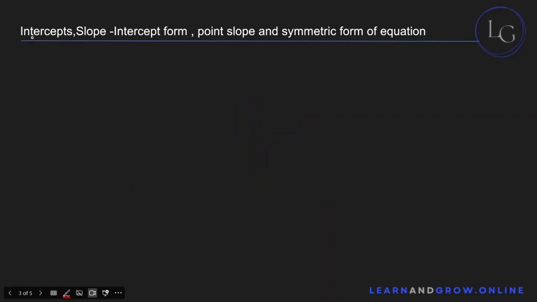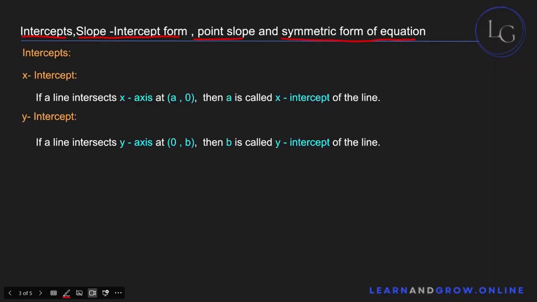Now, let's see what intercepts are, what the slope-intercept form is, the point slope form, and what the symmetric form of the equation of a line is. Now, x-intercept. If a line intersects the x-axis at this point, let's say it's (a, 0), then a is the x-intercept of the line. And similarly, if a line intersects the y-axis at this coordinate, (0, b), then b is called the y-intercept of the line.